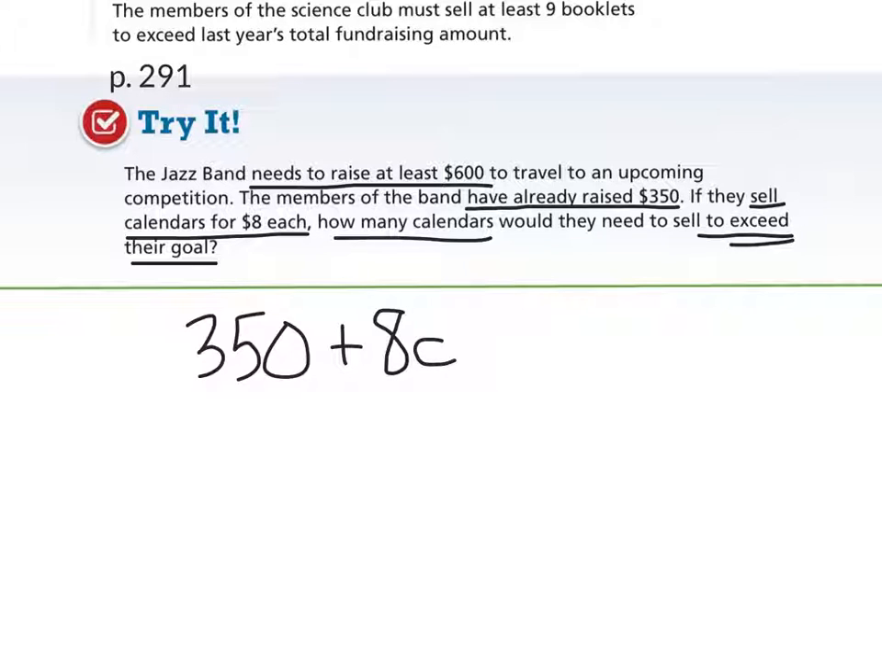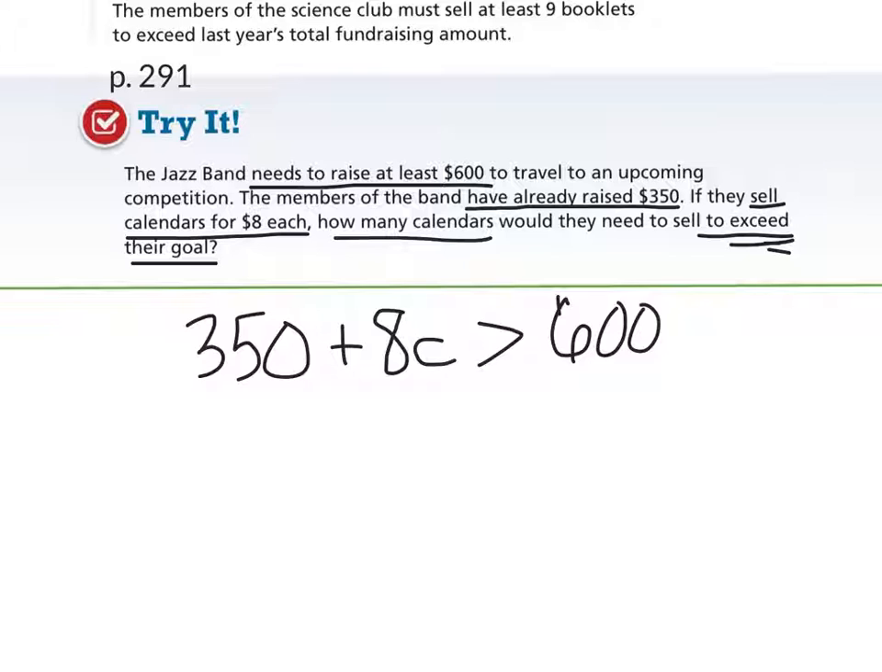And this will be how much they'll have altogether. $350 plus the money they make from these other calendars they're going to sell. And they want this to exceed their goal. What's their goal? $600, okay? So for them to exceed their goal means the amount that they're bringing in here has to be what? Greater than. Okay, in this case, exceeding the goal would just be greater than.